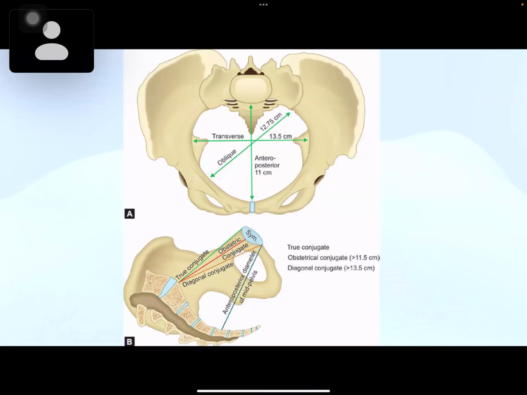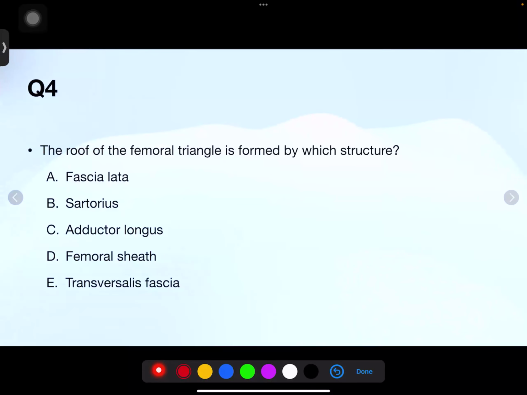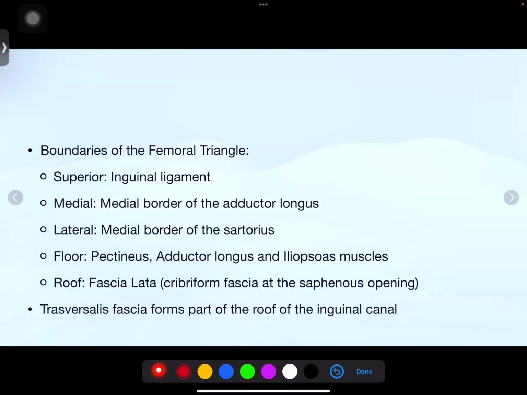Okay, so the next question: the roof of femoral triangle is formed by which structure? Fascia lata, sartorius, adductor longus, femoral sheath, or transversalis fascia? Fascia lata, yes, that's great. So these boundaries are actually very, very important. All the boundaries of the femoral triangle and the inguinal canal are important.